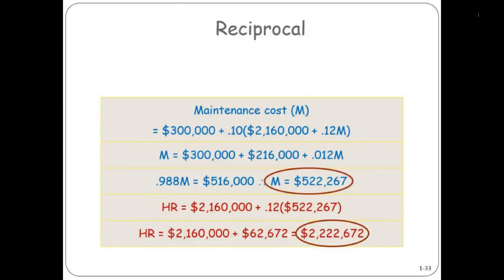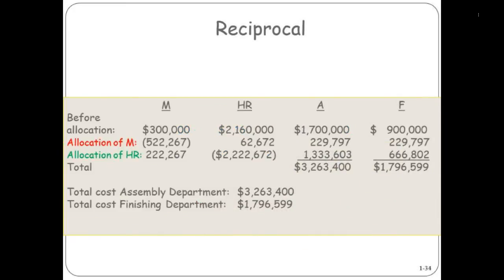The net result is you get a new value for the maintenance costs and a new value for the HR costs. Notice that they're both larger than the initial values, right? But this is just a step towards the final solution because they have each other's allocation in there. Remember that maintenance started at 300,000 and HR started at 2.16 million. Now we get to allocate these out. When you allocate that out, you do it at the original rates. So this would be 0.44 and 0.44, not stepped up to 0.5 and 0.5. And this would be, what was it? 0.6 and 0.3 and 0.1.